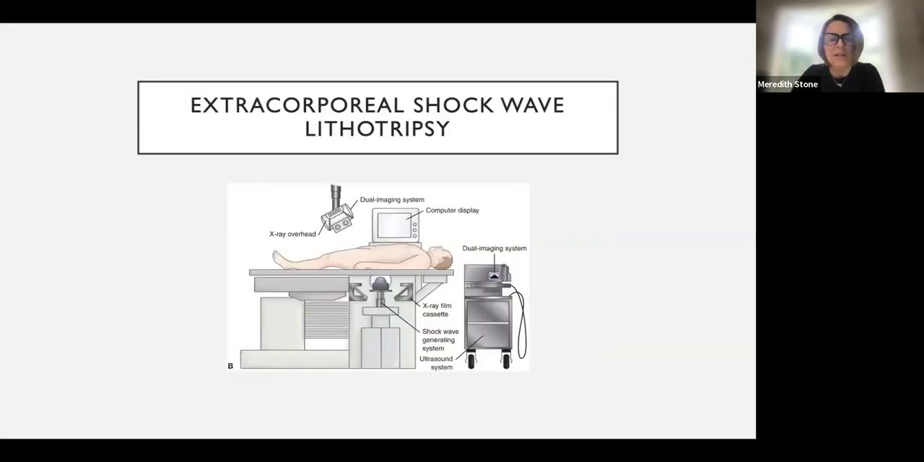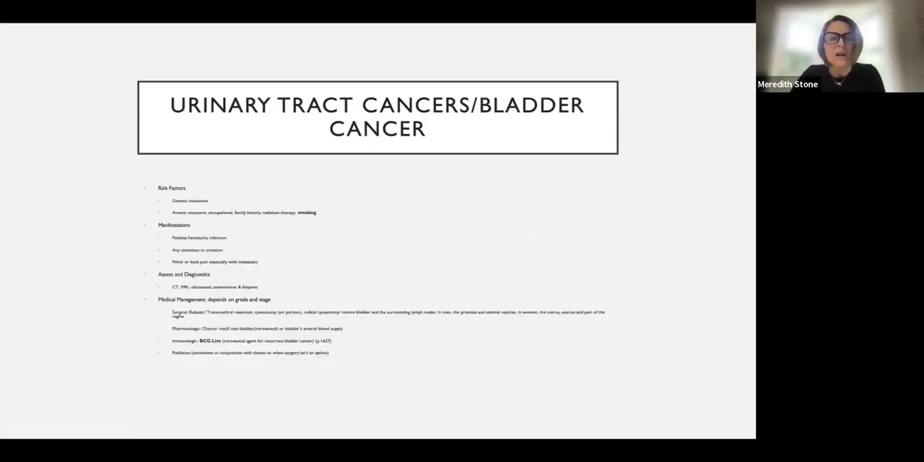Here's a picture showing you what that lithotripsy looks like, right? So they use X-ray to tell where it is. And then underneath, I'm pointing with my finger, you can see the part that, like a jackhammer, works with sound, right? With shock waves, not actually hurting the patient physically, right? But those shock waves are delivered right where the stones would be in the kidneys to help break them up. All right, moving on to urinary tract cancers and bladder cancers.